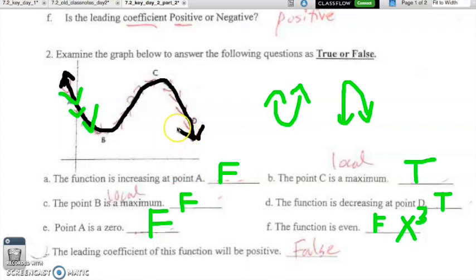When the graph ends, or on the right, is going down, the lead coefficient, the number in front of that x to the third, is going to be negative. When the number in front of that x to the third is positive, it's going to end by going up.